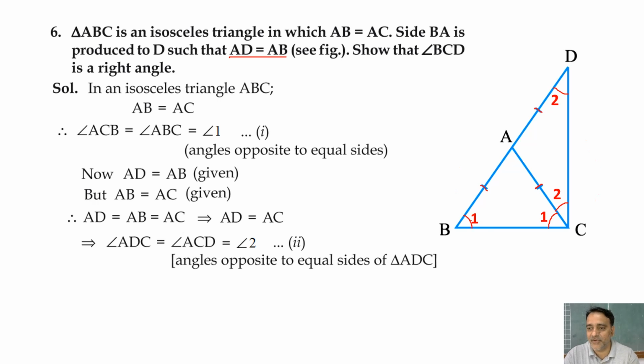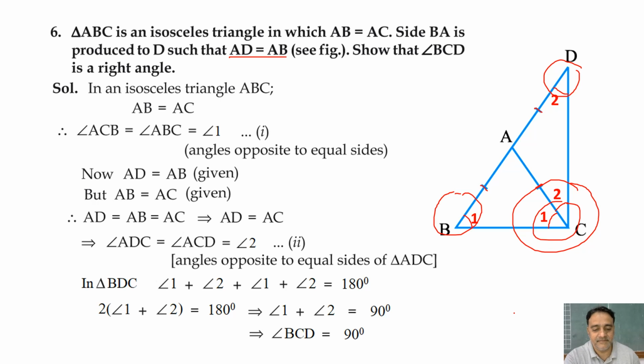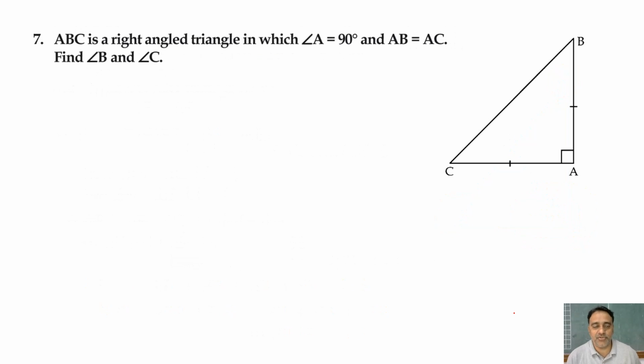Now what is the sum of all these angles? 180. Angle D plus angle B plus angle C, 180. Angle sum property of triangles. So what will we get? Angle 1 plus angle 1 plus 2 plus angle 2 is equal to 180 degree. So 2 times angle 1 plus 2 is equal to 180 degree. Angle 1 plus 2 is equal to 90 degree. And angle 1 plus 2 is nothing but angle BCD. Any doubt? No, sir. Okay.